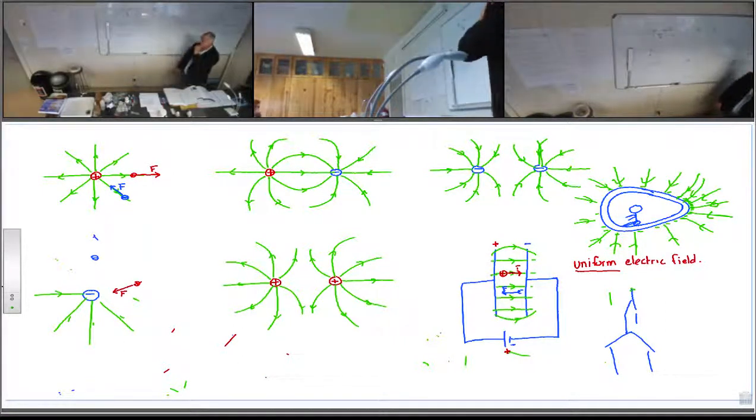Lines never cross or touch. I had told you that. Why? Because that would mean that a charged particle placed at that point would then have to move in two directions at the same time, and that's not possible. So they never cross or touch.